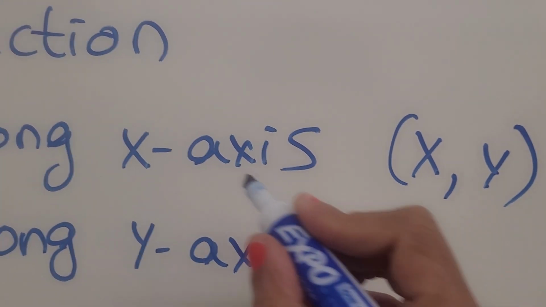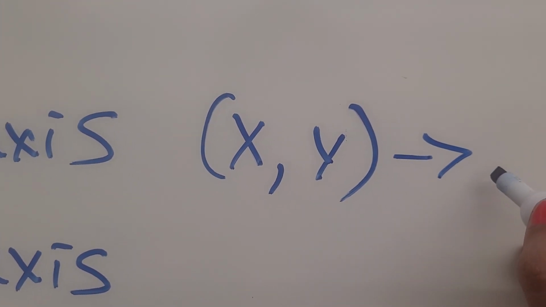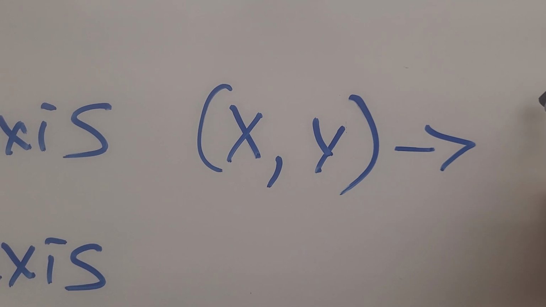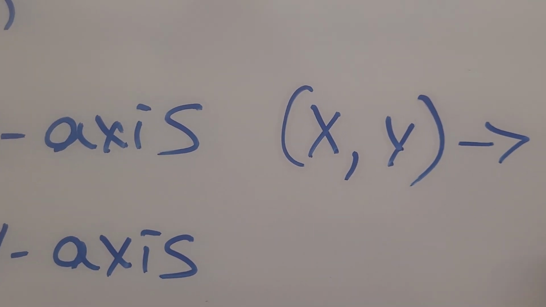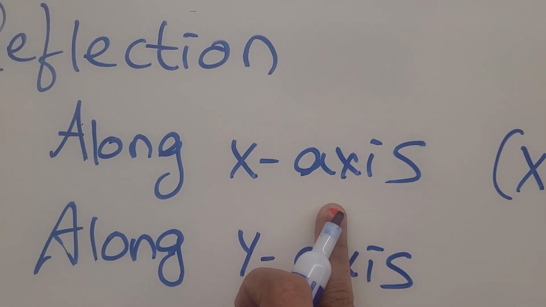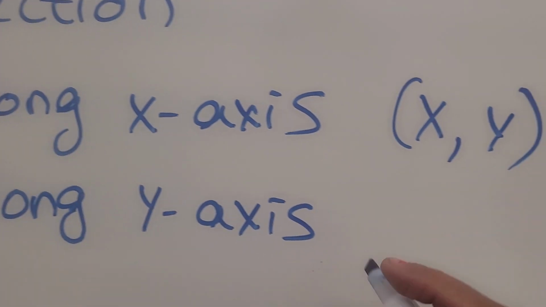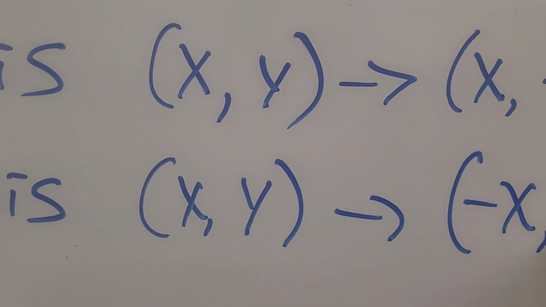So we have the coordinate (x, y). When the point is reflected along the x-axis, the coordinates are going to change from (x, y) to (x, -y). So we are going to change the sign of the y coordinate for reflection along the x-axis, and along the y-axis we are going to change the sign of the x coordinate. It becomes (-x, y).